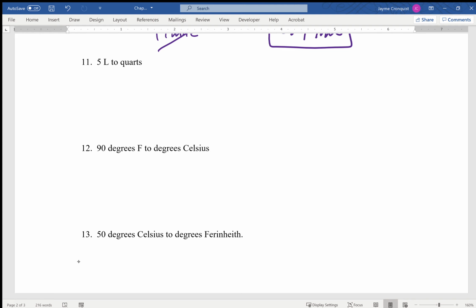1 liter is, okay, so 5 liters. And 1 liter has 1.06 quarts, QT, sorry. And that's going to leave us with quarts, so we have 5, oh, it should be 5.3. Yep, 5.3 quarts.